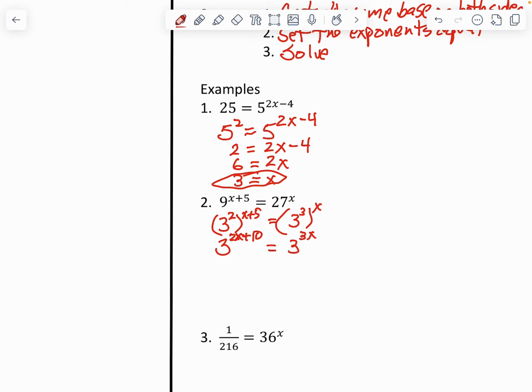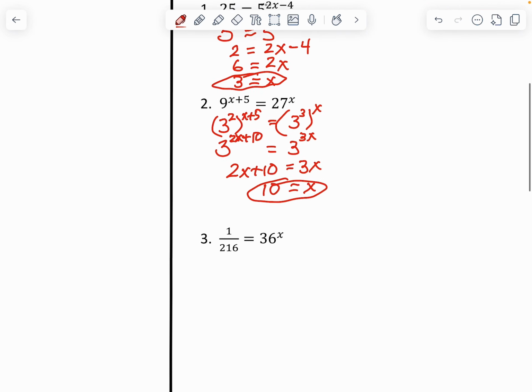Now since they both have a base of 3, set 2x plus 10 equal to 3x. Subtract 2x from both sides. You get x equal to 10 for an answer. And you can check that if you want to. It's not necessary to check these unless you're unsure whether you might have made an error somewhere.